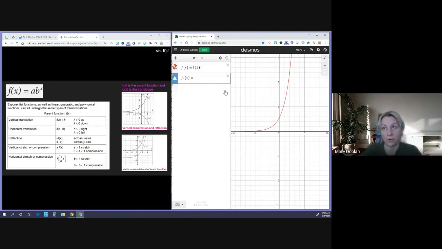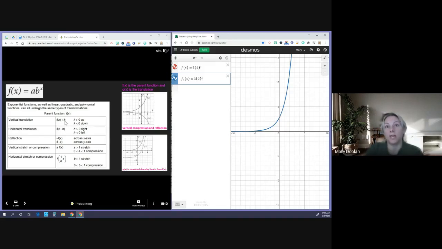Okay, and so I want to change this parent function that's in red. I'm going to show you what a vertical translation looks like. So what that means is I have my original function, and then I want to come out of that exponent. You would just arrow to the right to come out of your exponent. And I'm going to add a value here.